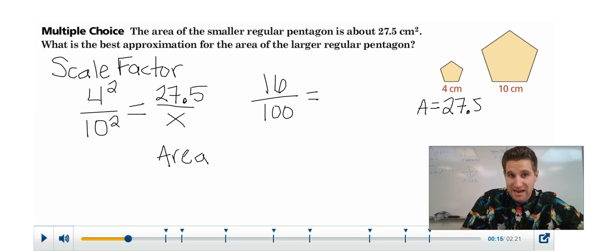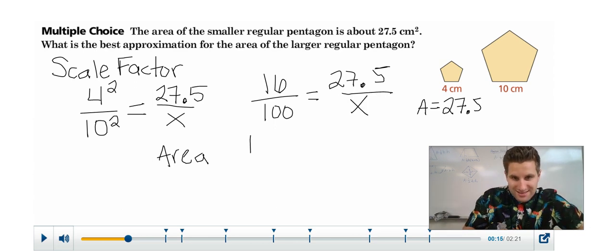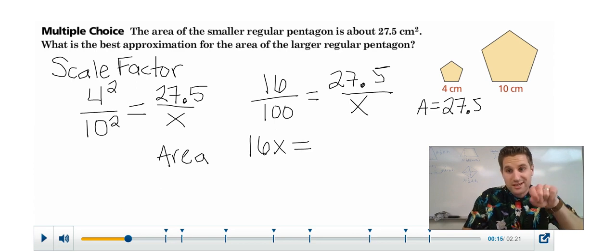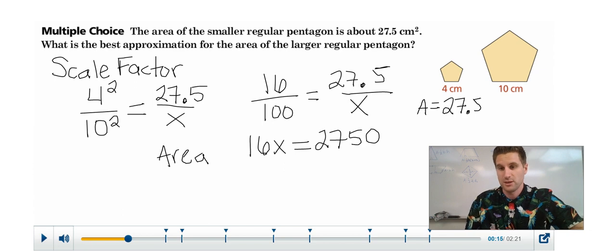So now this is an area factor, right? Because this is a squared to b squared, equal to 27.5 over x. And we're going to cross multiply. So we get 16x equals, now 100 means I moved the decimal over twice, if you guys remember. So that would be moved over once and twice. If you don't believe me, you can check your calculator.